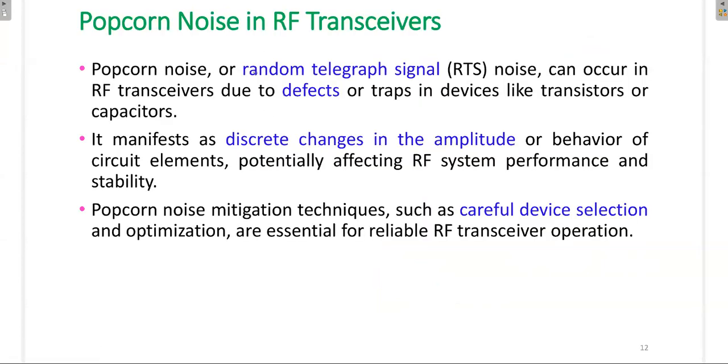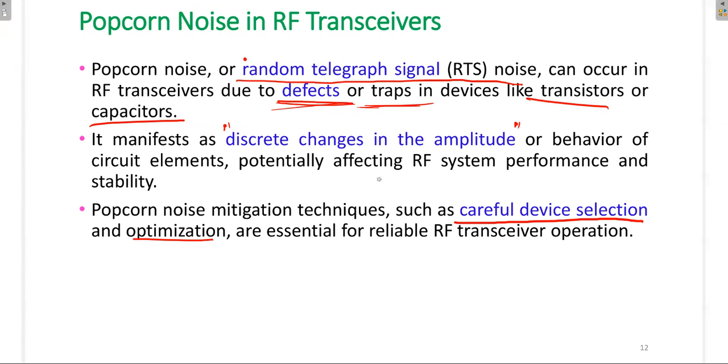Popcorn noise in RF transceivers. Popcorn noise is also called random telegraph signal noise. It occurs in the RF transceiver due to defects or traps in devices like transistors and capacitors. It leads to discrete changes in the amplitude or the behavior of circuit elements, finally affecting RF system performance and stability. This noise can be mitigated by means of careful device selection and optimization.